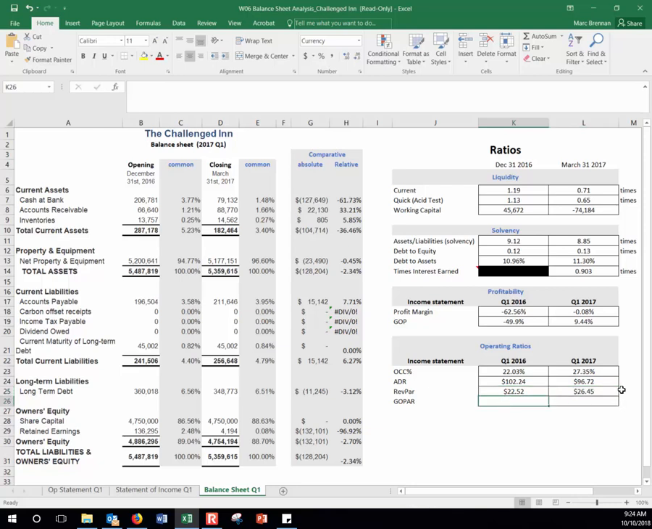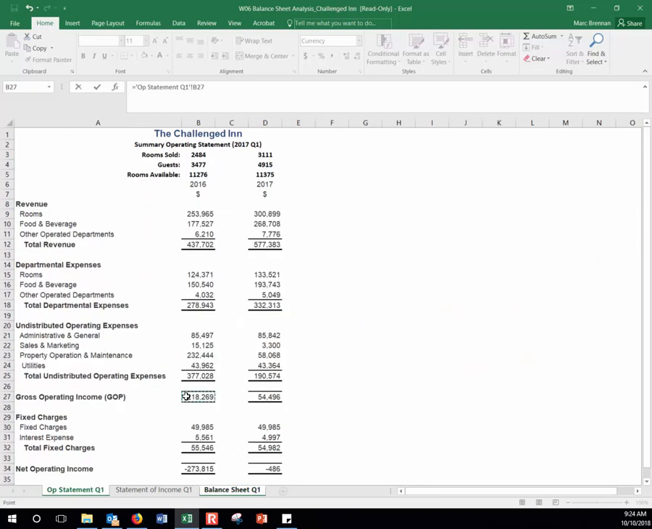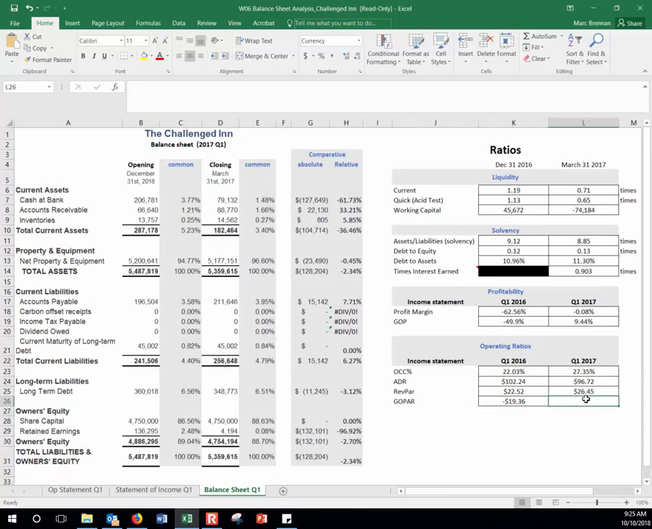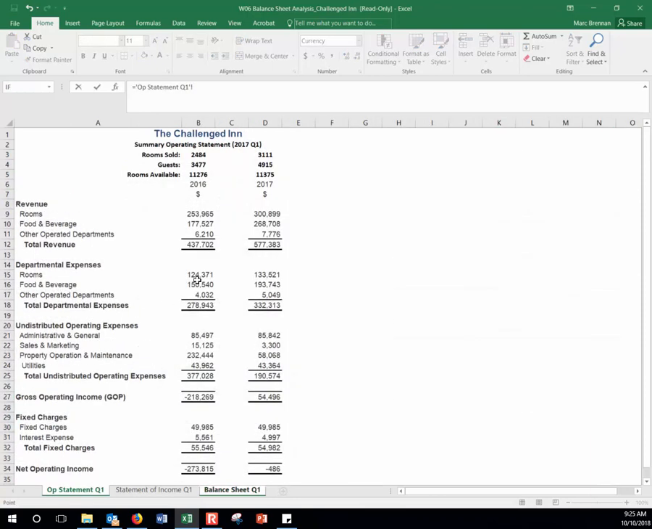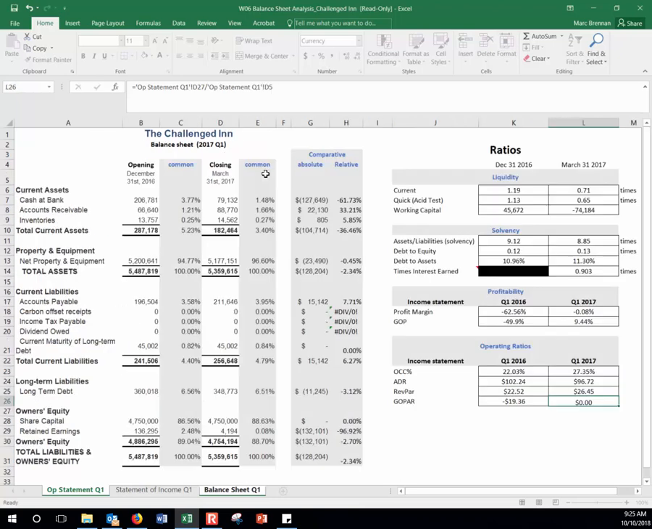Okay, and our gross operating profit per available room, so our GOPAR, is going to be our gross operating profit divided by our rooms available. Okay, that's a negative number. That's never good. Rooms available. So at least we were making some gross operating profit per available room in this quarter.